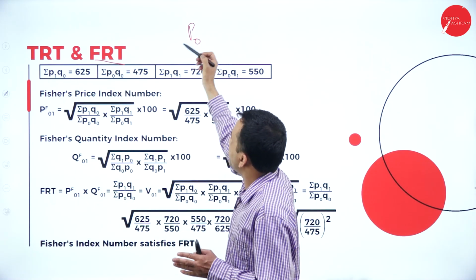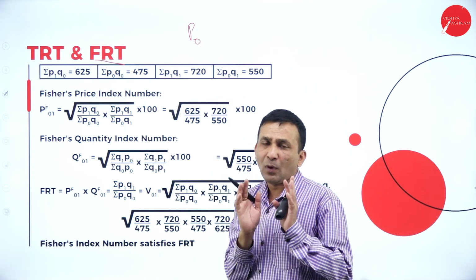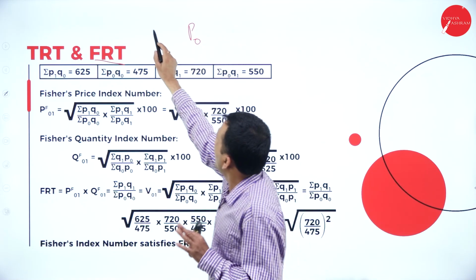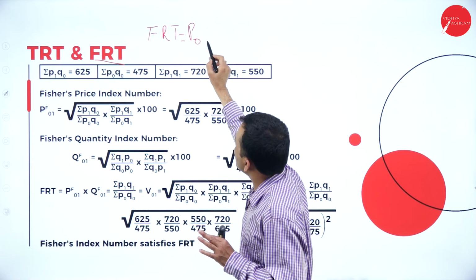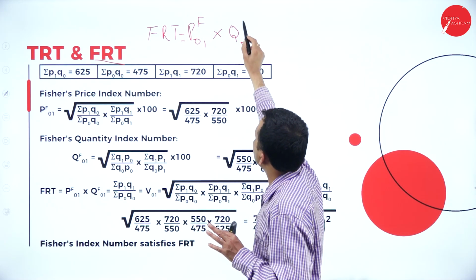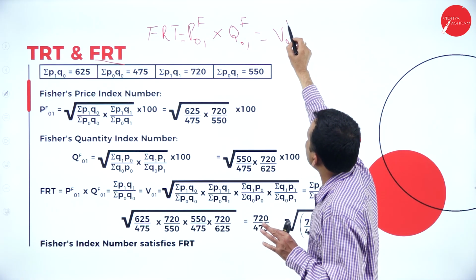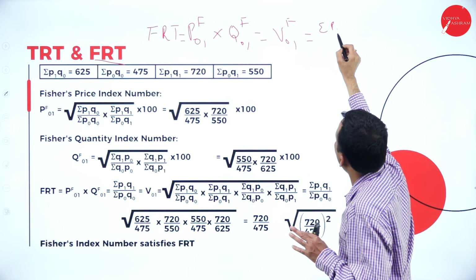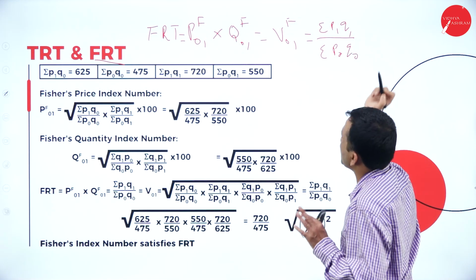Now we are trying to do the price index for Fisher's index, because the price index and quantity index are required, we need to calculate. The FRT formula is very simple. FRT is equal to the price index of Fisher's into the quantity index of Fisher's, which is equivalent to the value index. So when you extend it, we need to get sigma P1 Q1 divided by sigma P0 Q0.